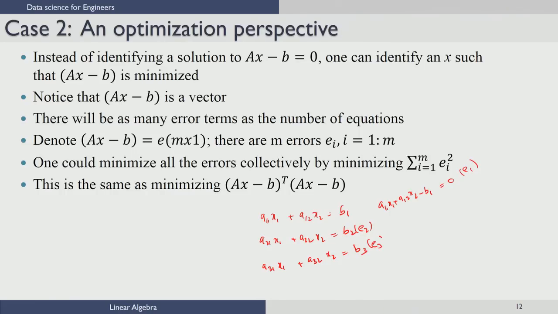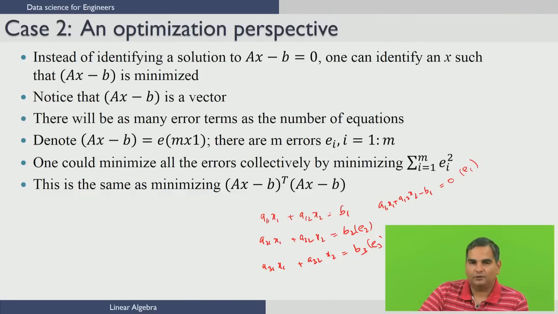So, how do we collectively minimize all of these errors? One thing to immediately think about is to minimize E1 plus E2 plus E3, but that would not be a good idea, simply because I could have E1 as a very large error in the positive direction, E2 as a very large error in the negative direction, and E3 as 0. That will still give me an answer 0. So, that is not a good answer at all.